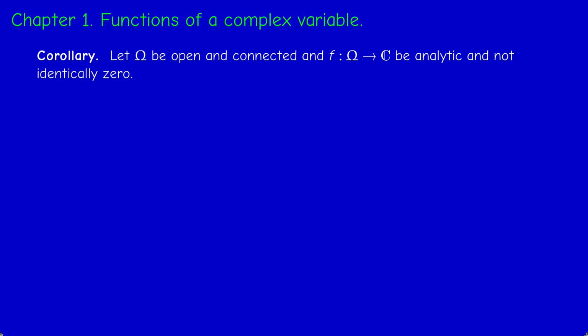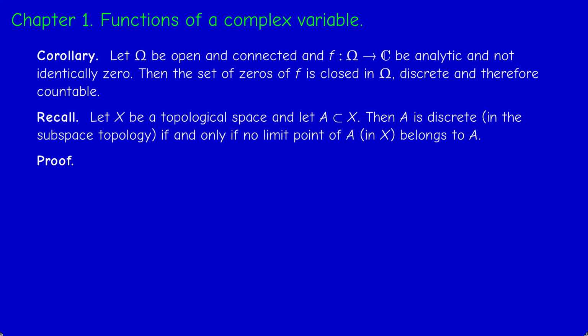And the last result, a corollary of this, gives us some information about the set of zeros of an analytic function. Suppose that omega is an open and connected subset of C, and f is analytic on omega, but not identically 0, because if it's identically 0, the set of zeros is omega. Then the set of zeros of f is closed in omega, is discrete, has the discrete topology, and therefore it's countable.